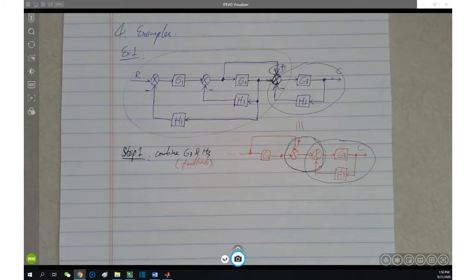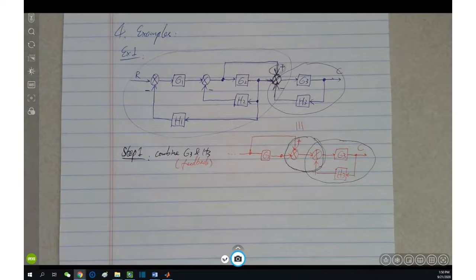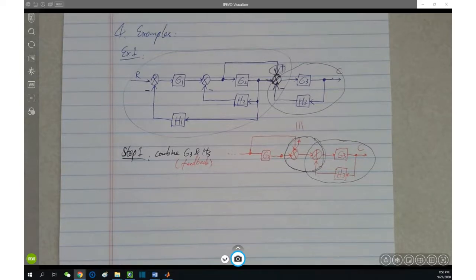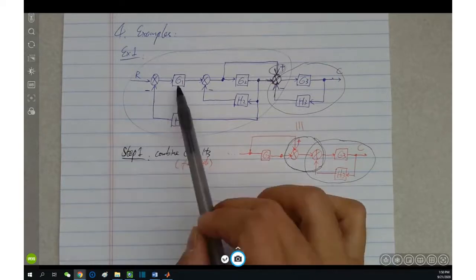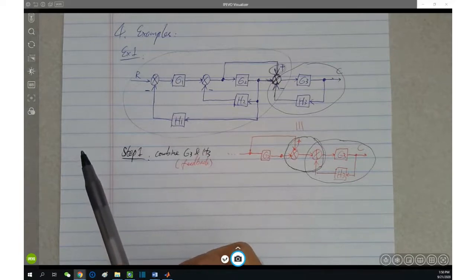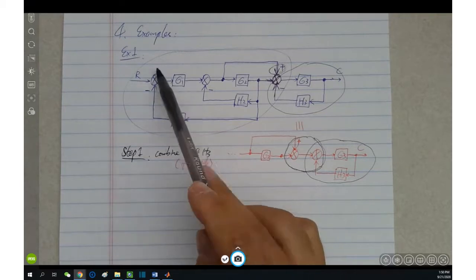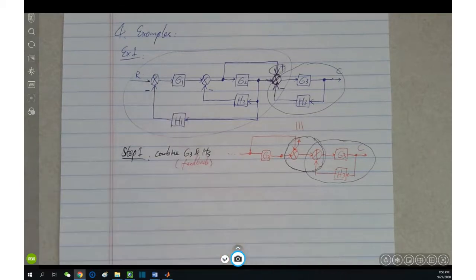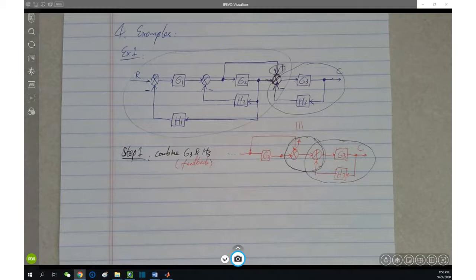So, any proposal here? Anyone you want to move from where to where? Move G1 to in front of that first summing junction. G1 to where? R. G1 to R. It's okay. It's doable.